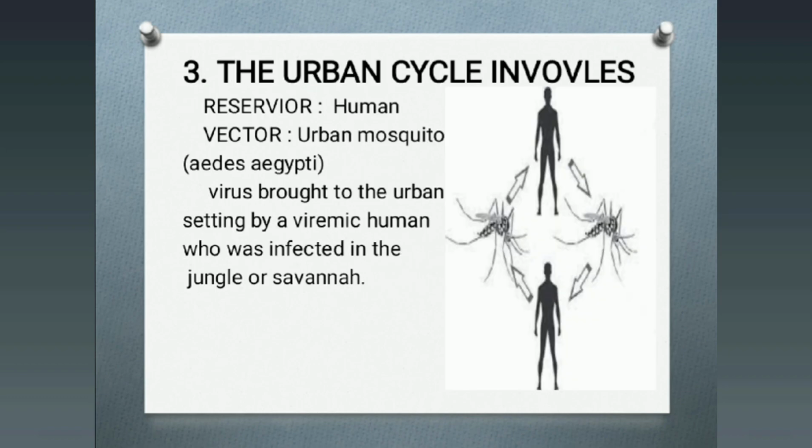Third one, the urban cycle. Its reservoir is humans. The vector is urban mosquitoes, Aedes aegypti. The virus is brought to urban settings by a viremic human who was infected in the jungle or savannah.